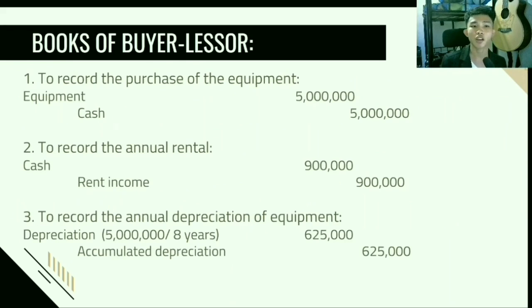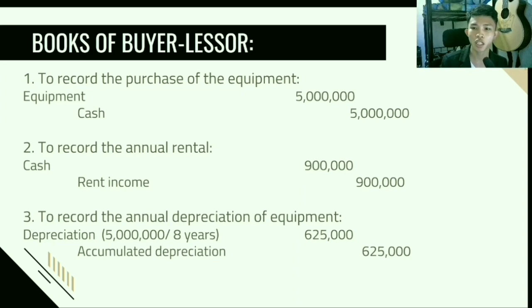Okay, so first, i-record natin yung purchase niya as counterpart nung sales natin kanina sa book ng seller-lessee. Price natin is 5 million. We will record the equipment for 5 million and cash for 5 million. Number 2, i-record natin yung annual rentals. Okay, so as mentioned niya kanina, ang annual rentals natin ay 900,000. So we will record the cash for 900,000, and since naka-operating lease tayo is magke-credit tayo ng rent income na 900,000 pesos.